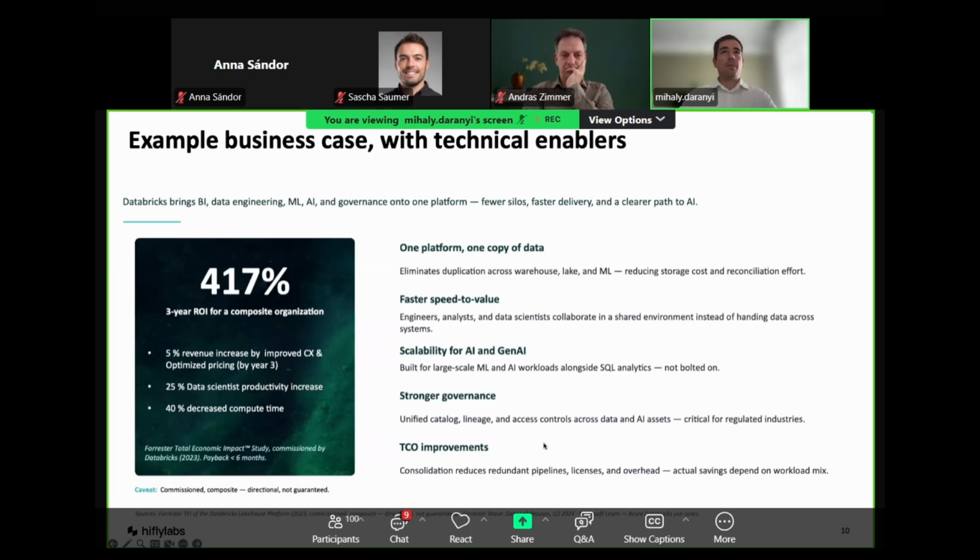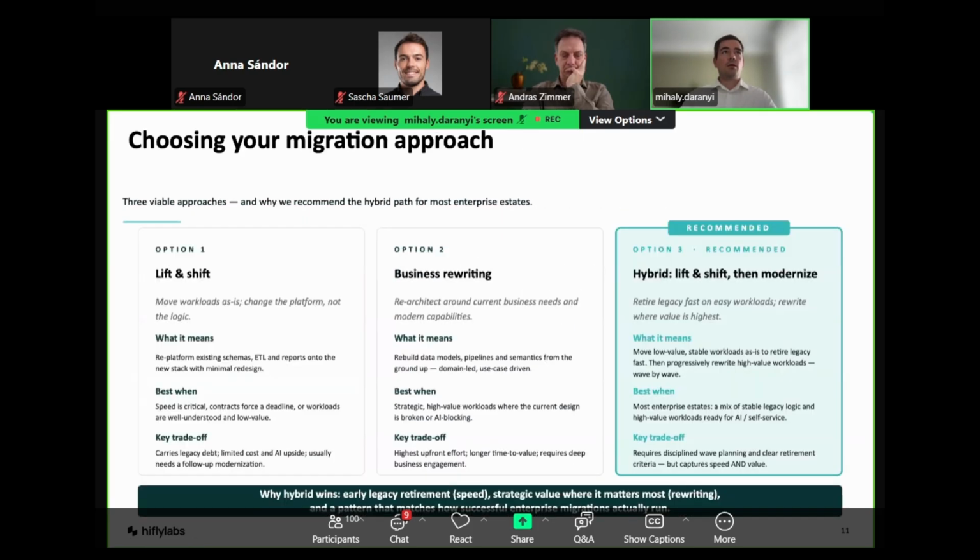So after the business case, there's a question about how we should choose our migration approach. We believe there are three viable approaches right now on the market. Option one is the lift and shift, moving workflows as they are, changing the platform first, then the logic. This is best when speed is critical and a deadline is forcing the hand, and this is the case sometimes.